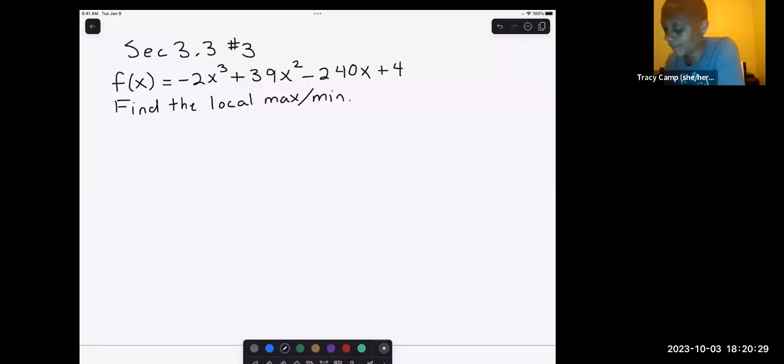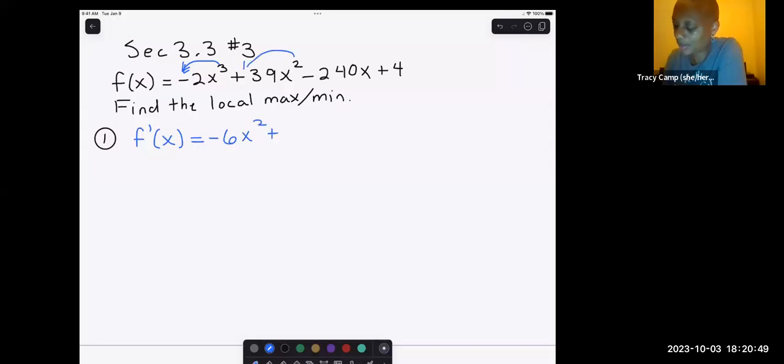So that said, first step, to determine when a function's increasing, decreasing, we find the critical numbers. And to find the critical numbers, we have to find the derivative. So we'll find the derivative using the lovely power rule. So we have negative 6x squared plus 2 times 39, that's 78, x. And then minus 240.